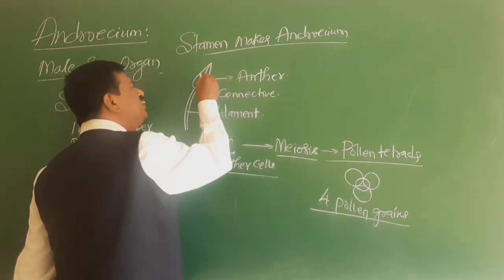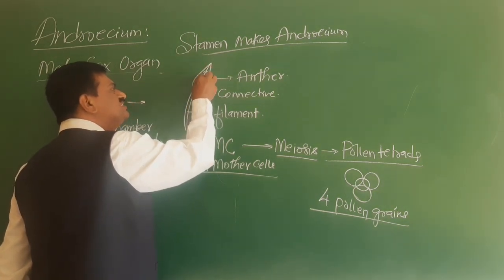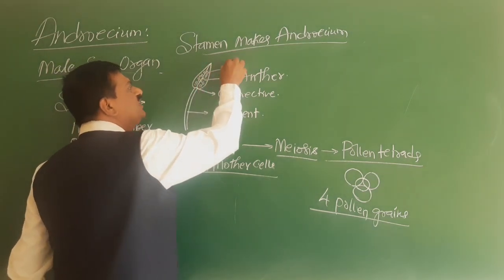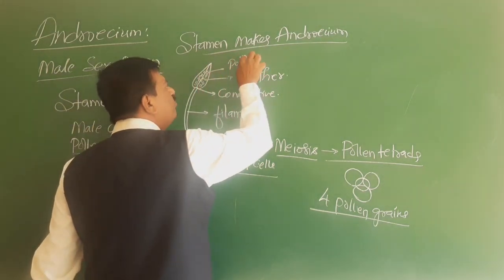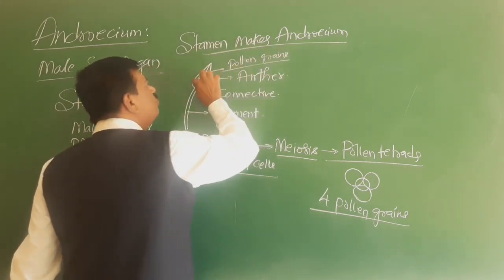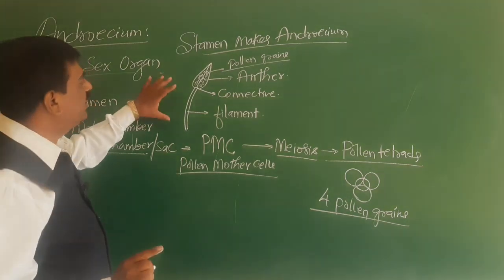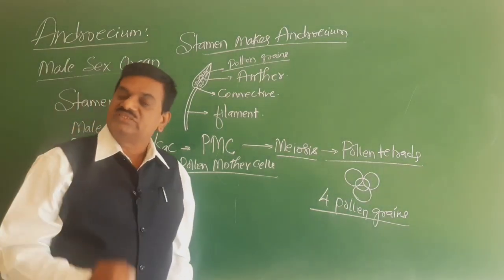Once the pollen grains have been produced in the anther, they dehisce, or they rupture and throw out the pollen grains. So this is called the structure of an anther.